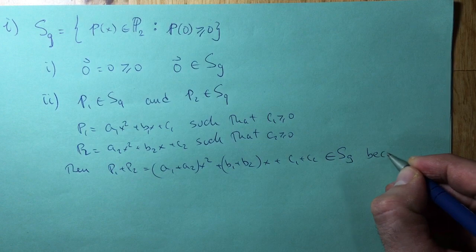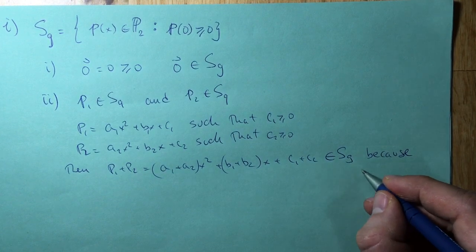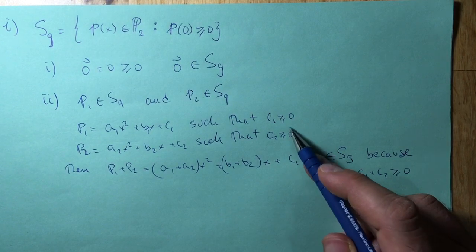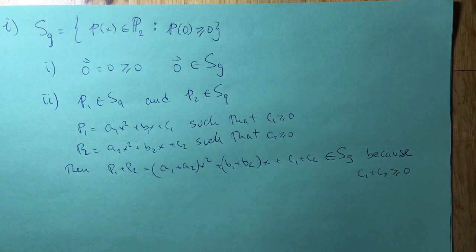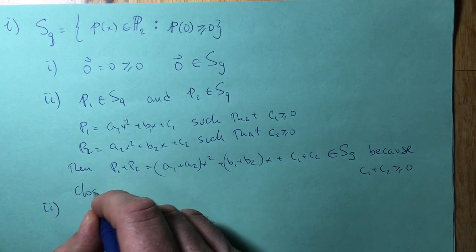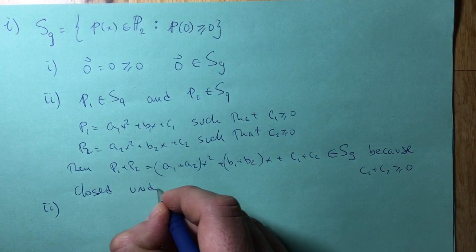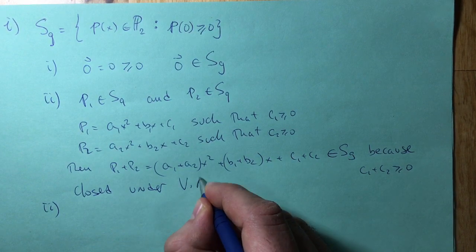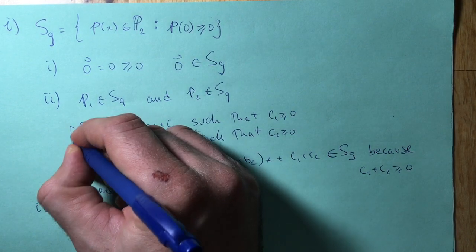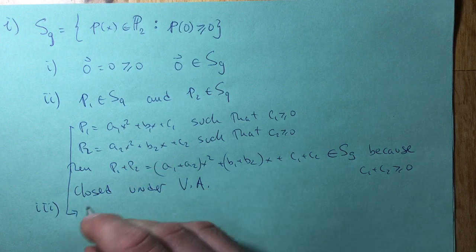because c1 plus c2 is going to be greater or equal to 0, because a sum of two positive numbers is going to be positive. So this means it's closed under vector addition, but it's not going to be closed under scalar multiplication. Simply take p1 and multiply it by negative 1.